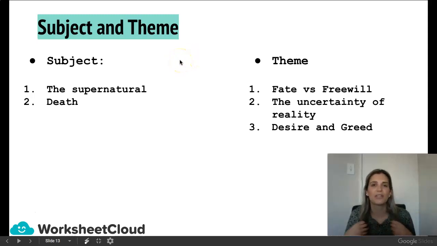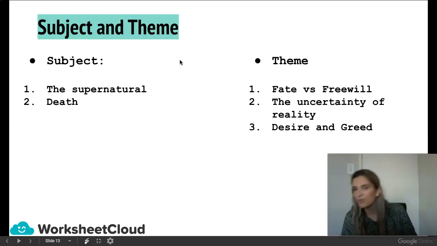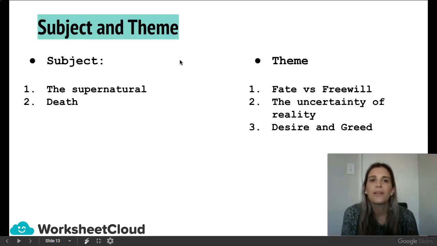We're going to look at the subject and the theme. Now, subject is just, what is it about? So it's supernatural and there's death involved. It's almost like what the story is about. Then if we look at theme, now in your head you must know theme is the message. What is the message of the story? So we've got fate versus free will, the uncertainty of reality, desire, and greed. And these are messages that we can take out of the story. They only require you to give one. So always memorize one that you feel comfortable with, that you will always link to the story.